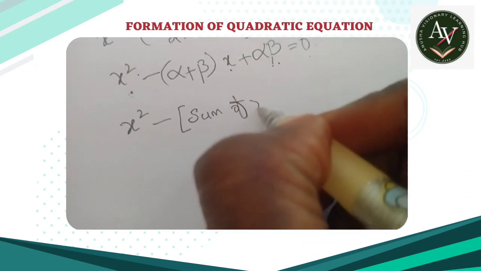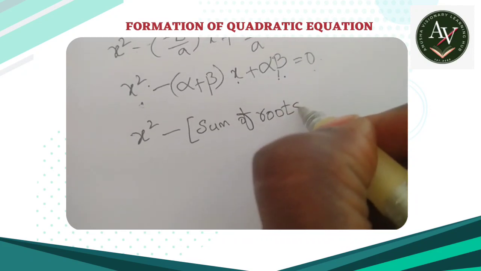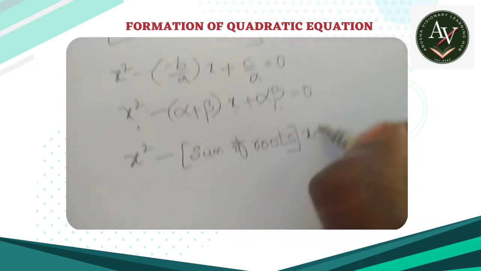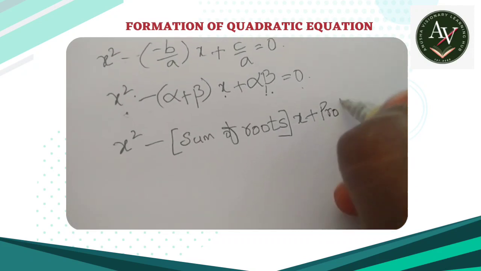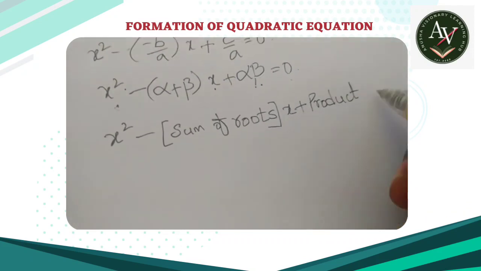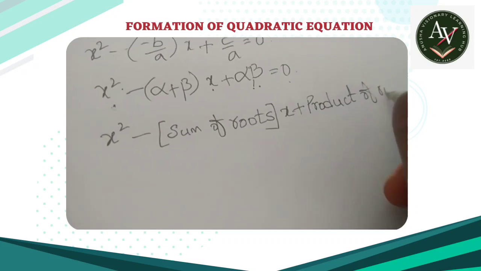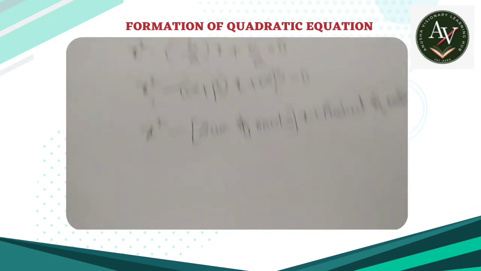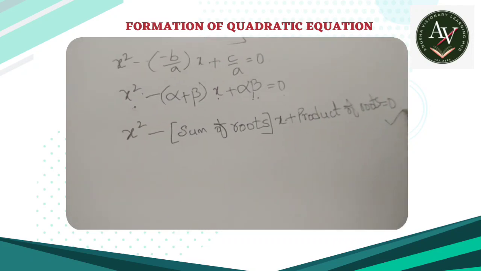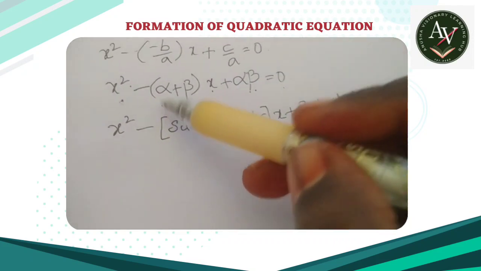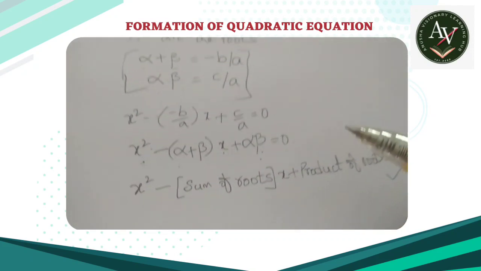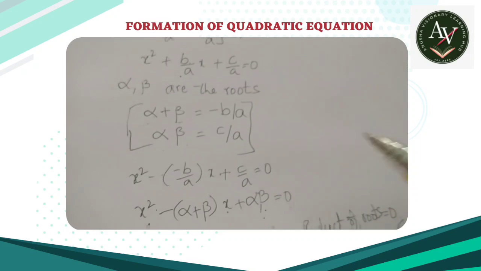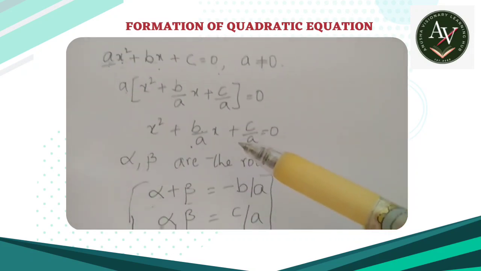Now we can generalize this equation as x square minus sum of roots into x plus product of roots is equal to 0. Hope you understood how to frame the quadratic equation in terms of alpha and beta, right? If you have any doubt, just revise the video so that you can understand easily.